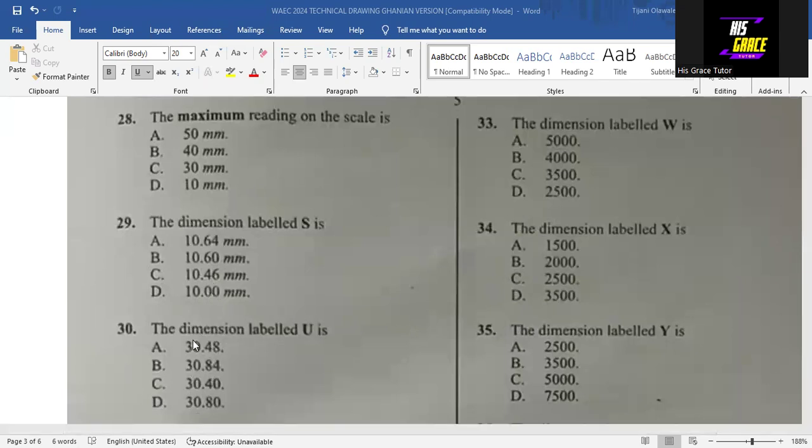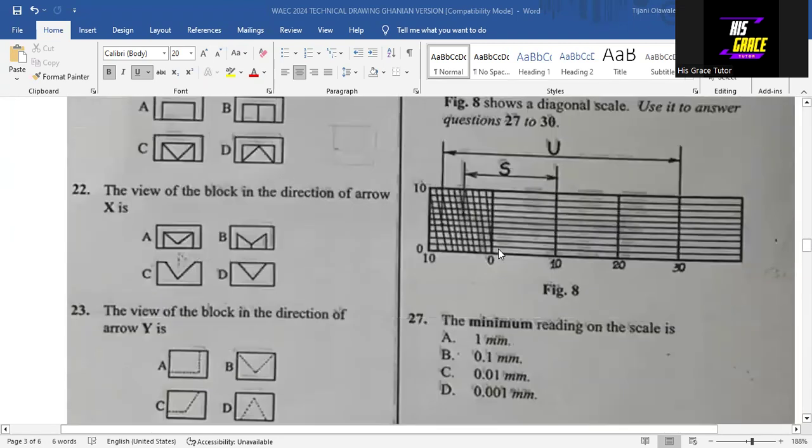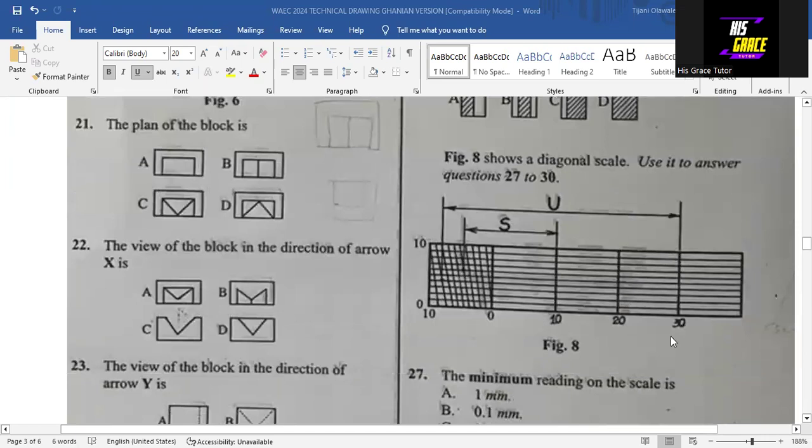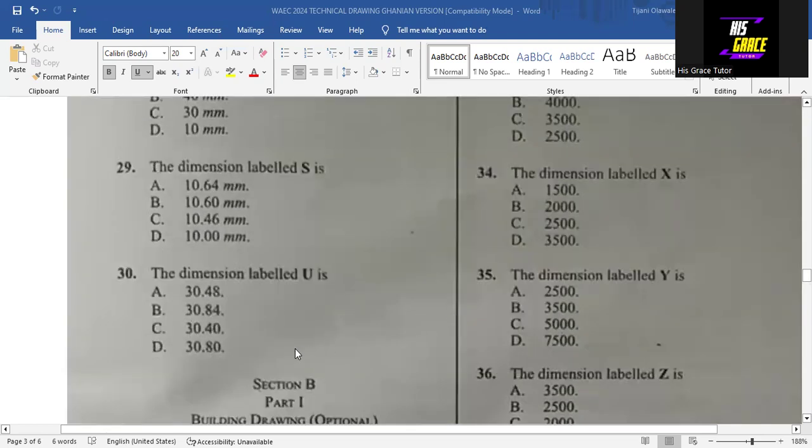That's option C. Then the dimension labeled U. Let's go and look at that. Dimension labeled U, this is 30. So this is 30.1, 30.2, 30.3, 30.4, 30.5, 30.6, 30.7, and 30.8. So 81, 82, 83, 84. So maybe 85, it's not clear. Let's go and check. So 30.84, we take it as 30.84 as we have it. So the answer is option B for that question.